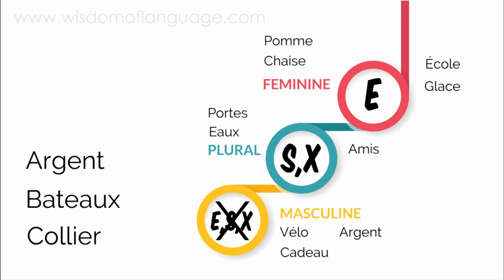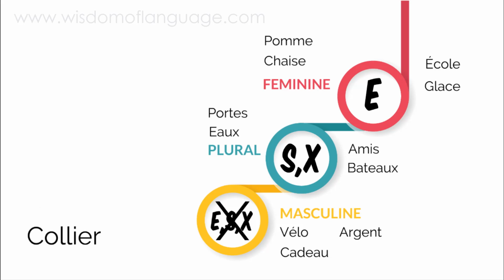Since it is not ending in E, S or X, it is masculine. Now we have bateau. It is ending in X. So if a word ends in X, it is plural. Bateau means boat, so here it is boats. Then it is collier. Collier is necklace. It is ending in R. It does not end in E, S or X. So it is masculine.